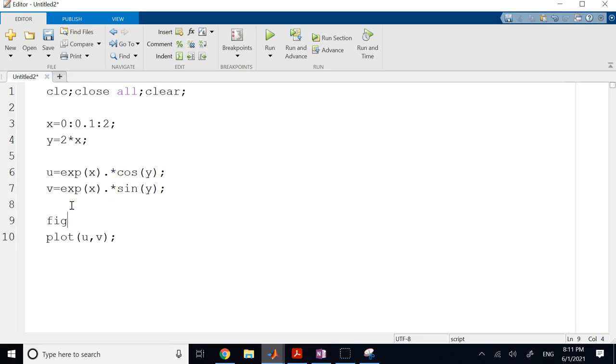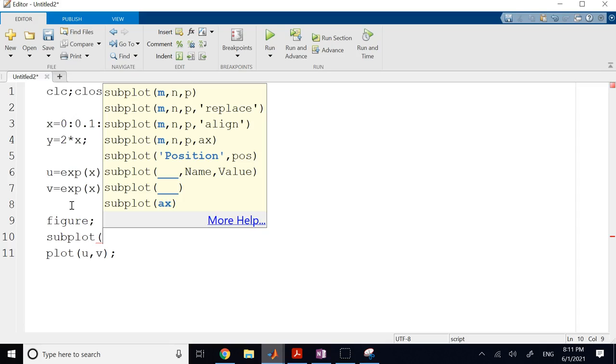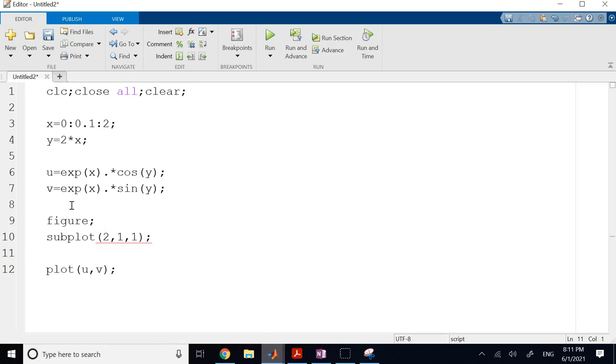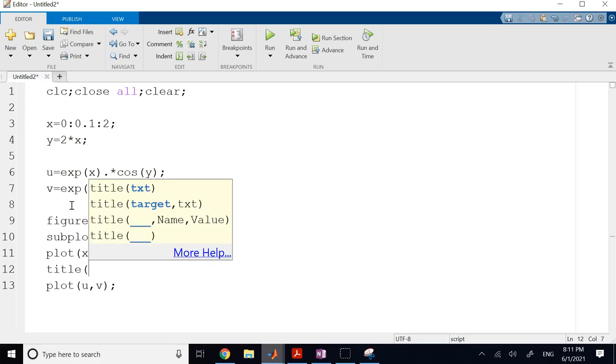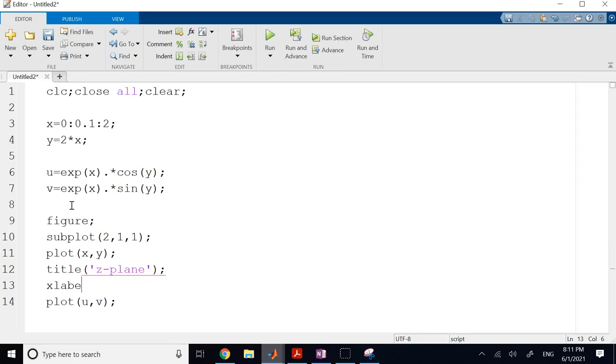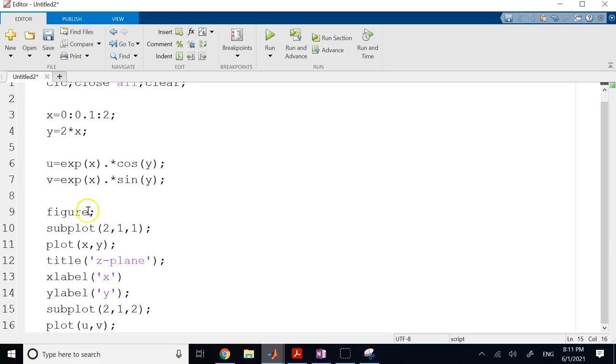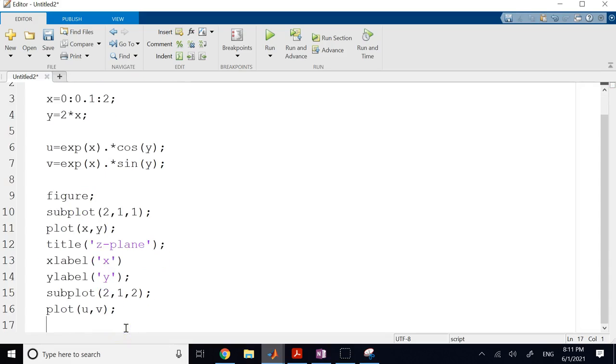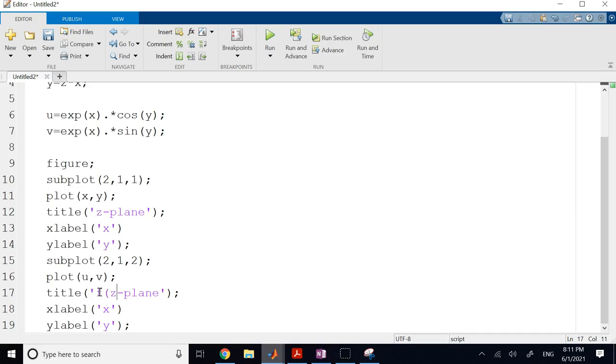Or what I can do is this: say figure, and then subplots, let's say one under the other. So it is going to be 2, 1, and 1. First plot for me x and y, and for the title, you make it z-plane. And the x label is going to be x, the y label is going to be y. And then I have subplot 2, 1, and 2, where I plot u versus v, and this I call the fz plane. And the axes are u and v. And maybe I use a different color.